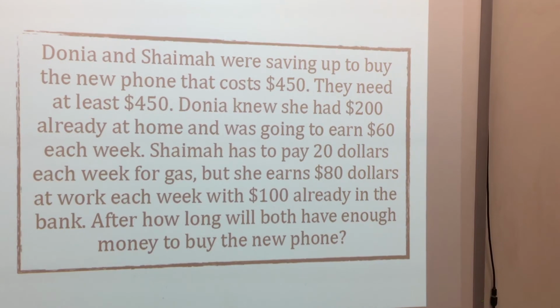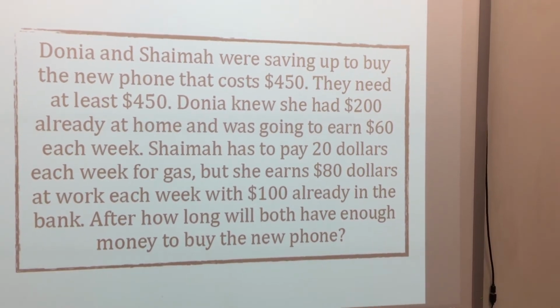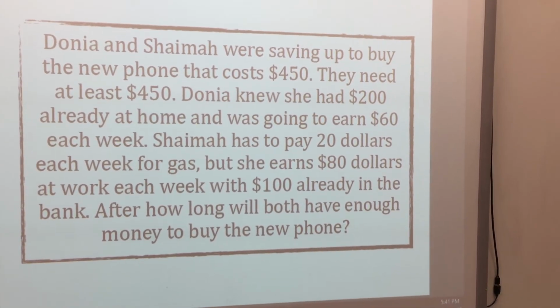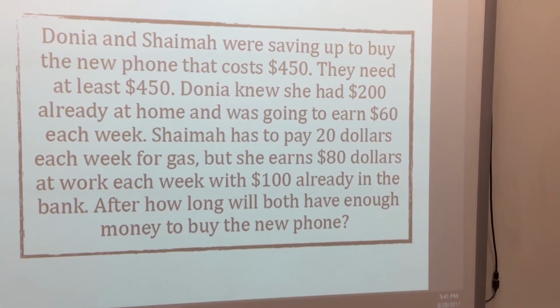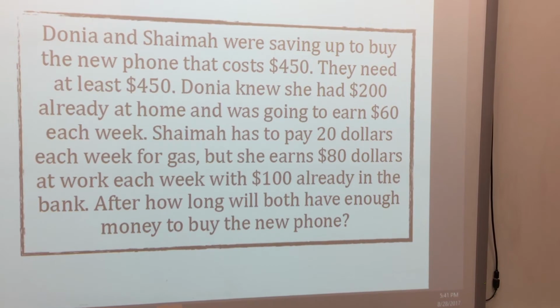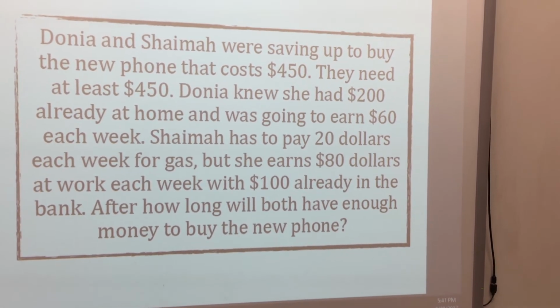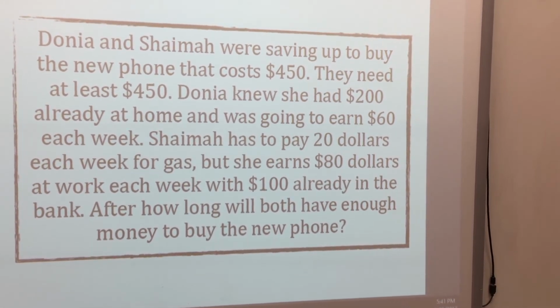All right, let's talk about creating equations, inequalities, and context. First, we're going to read through the problem, and then we're going to talk about it on the sideboard, try to figure out how to solve this. So Danya and Shema were saving up to buy the new phone that costs $450. They need at least $450.